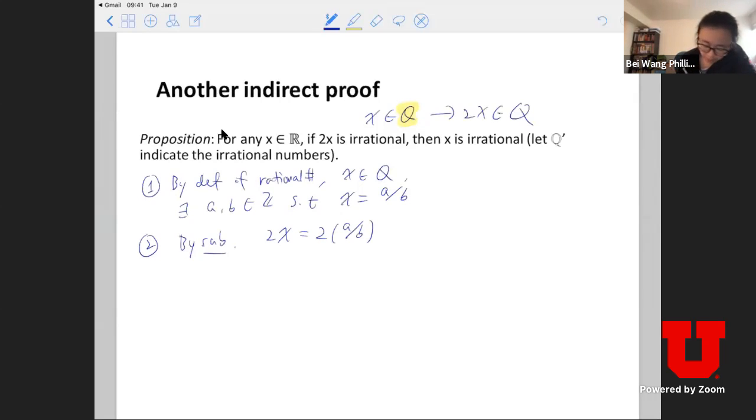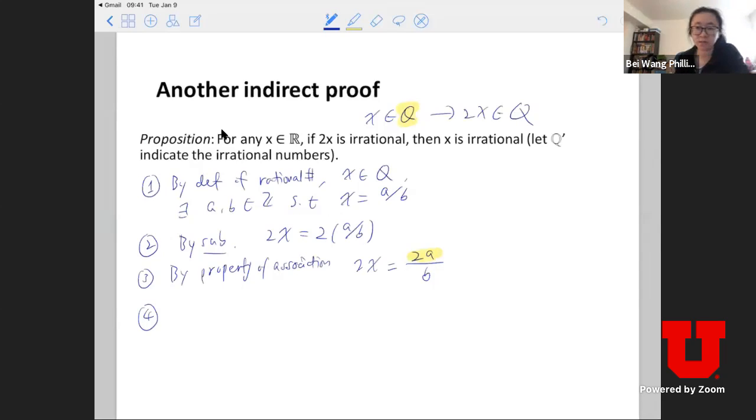Now the third step is I'm going to rearrange a little bit. In this particular case, I'm using the property of association. That means I can rearrange things: the expression 2x, I can write as 2a divided by b. I can remove the parentheses and move the 2 to the top. Now the last step is to express that 2a is, in fact, also an integer, so 2x can be expressed as the division of two integers.